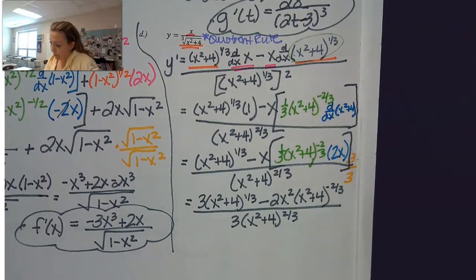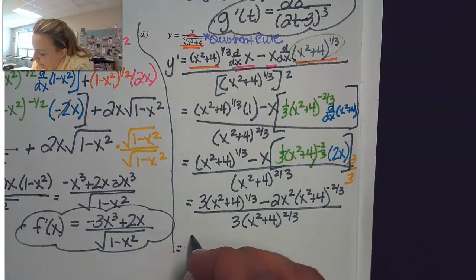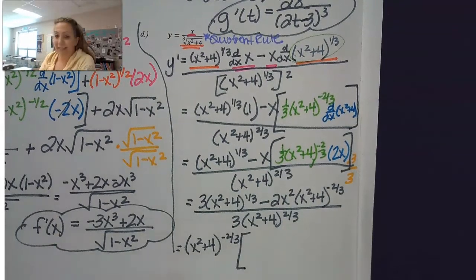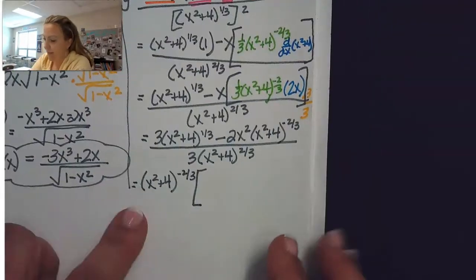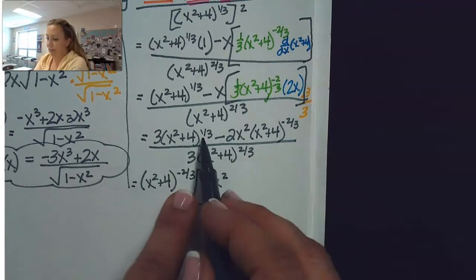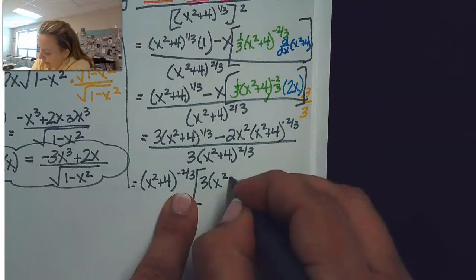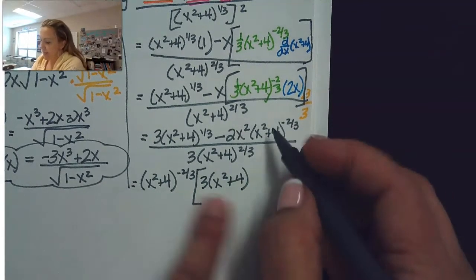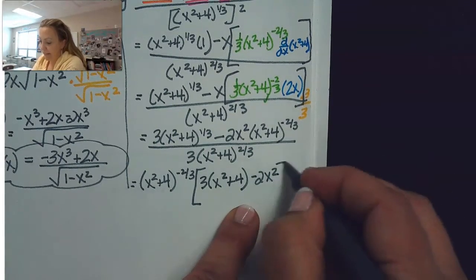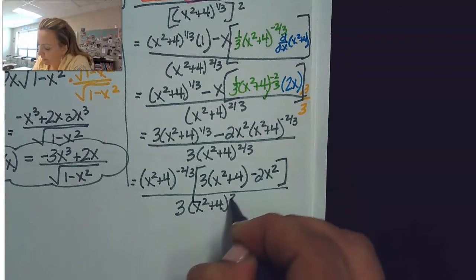We're going to want to factor out the common factor. So the common factor we can factor out is x squared plus 4 to the negative 2/3. And let's see what's left. If I factor that out here, I have 3. And then I subtract exponents. 1/3 minus negative 2/3 is 3/3. Oh my gosh, that's just x squared plus 4. And then if I factor it out of here, I just have minus 2x. Oh, and that's it here. And then I have 3 times x squared plus 4 to the 2/3.